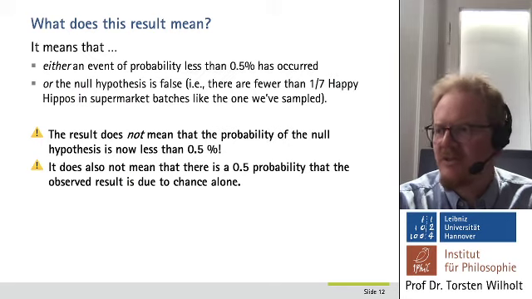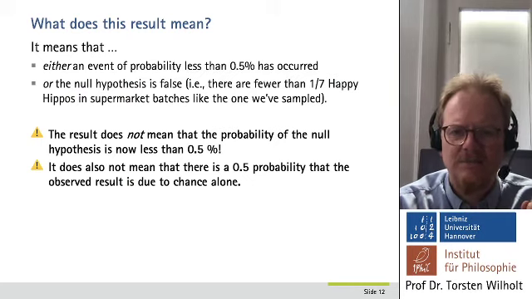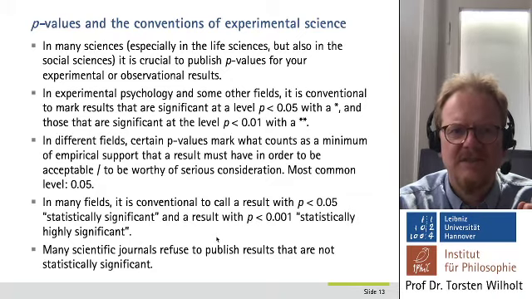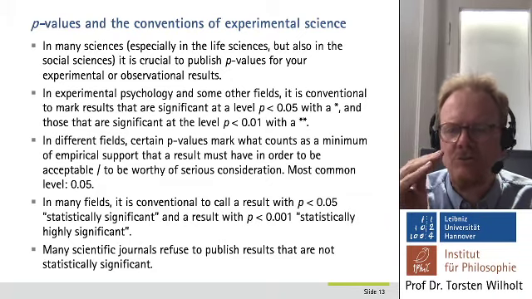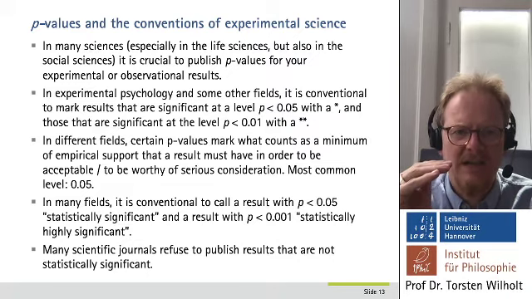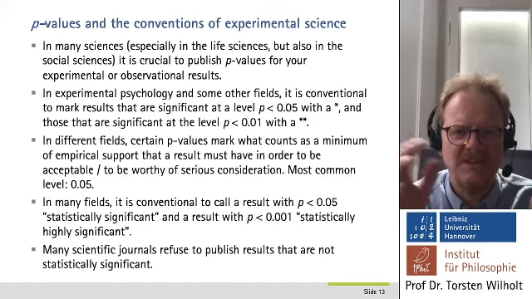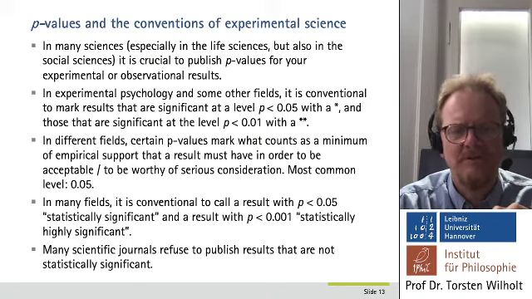But it's important to consider that in practice, in the sciences, there are thresholds. And this is what we often mean when we talk about p-values. So in many sciences, first of all, it's crucial to publish p-values for your experimental or observational results. Your results will not be taken seriously if you don't publish the p-values. This is especially true in the life sciences, but also to a large degree in the social sciences.